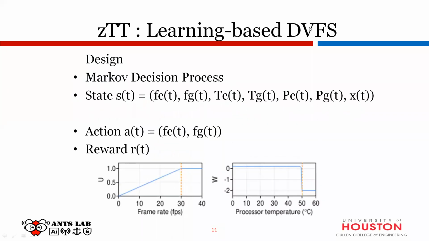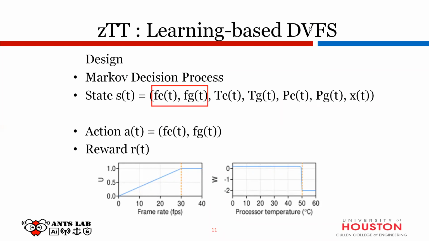So now we're back to the Markov decision process. There are three kinds of important information here. The first is the state, then the action, and then the reward we just mentioned two slides ago. There are a lot of parameters in the state section, so I will go through them.